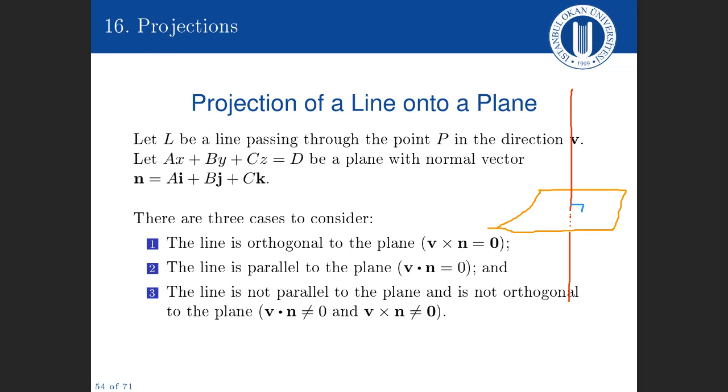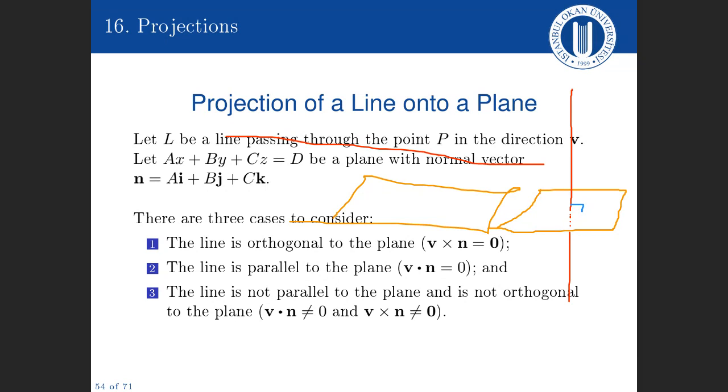Case 2, possibility 2, is that the line is parallel to the plane. As we have a plane, let's suppose we have a line which is parallel to the plane. That means it doesn't intersect the plane anywhere.